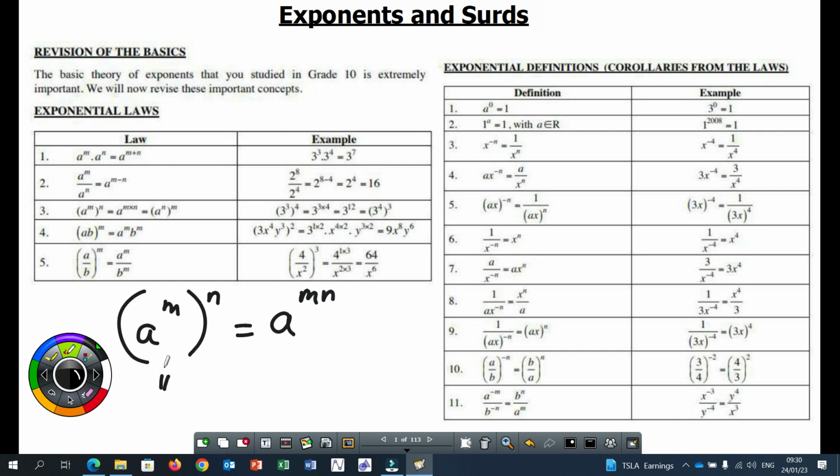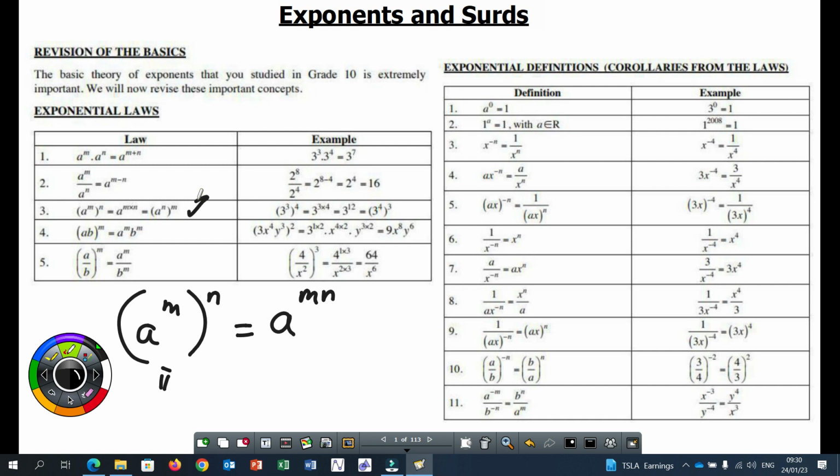It's not equal to a to the power of n times m, or whichever way you want to write it. So you just multiply the exponents according to this law. You multiply the exponents. The base is not affected. It's a very common mistake. The base is not affected. You just multiply the exponents.